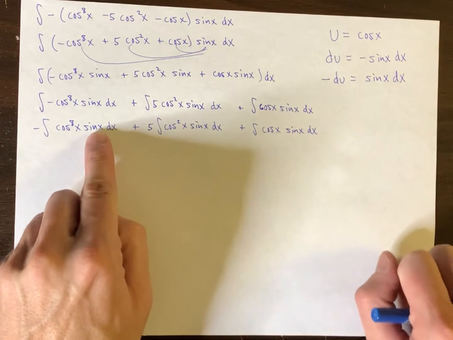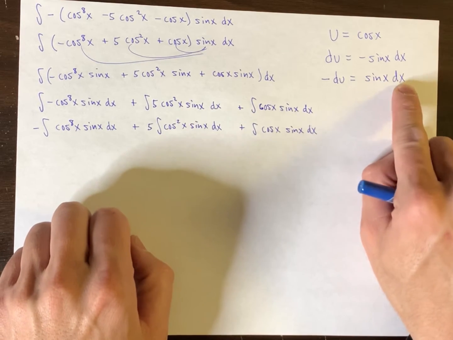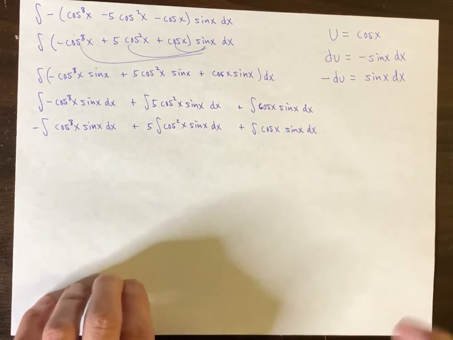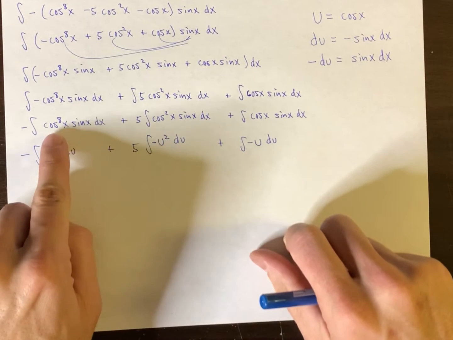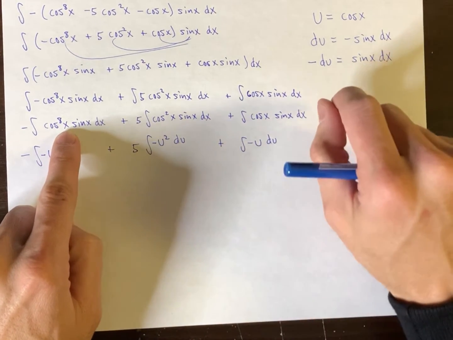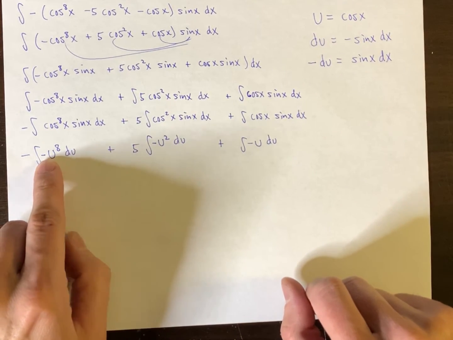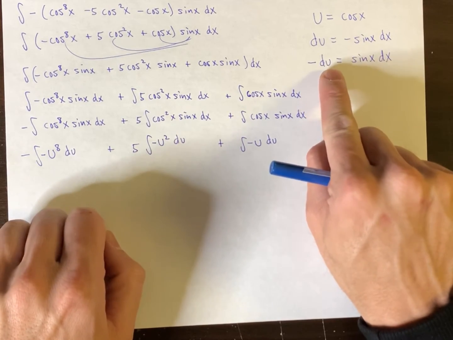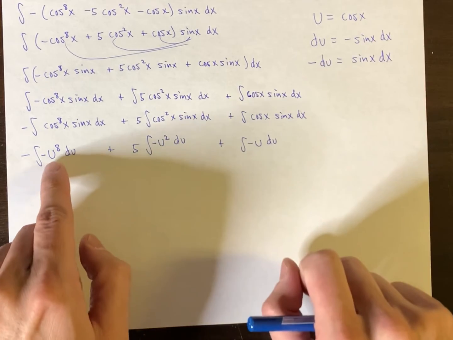And instead of sine x dx, sine x dx gets replaced by negative du. Do that for all of these. So notice what I did. For instance, instead of cosine to the 8th, x cosine turned into u. That's why it's u to the 8th. How come it's negative? Because remember that sine x dx is negative du. So I put the du right there, but the negative, I put it sort of in the front.